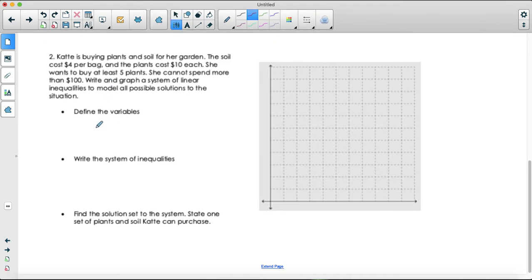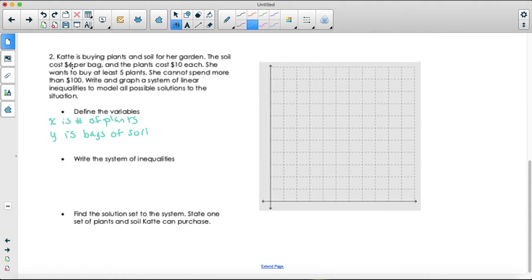So let's define our variables. Let's go with x. We have plants and soil. So let's say x is number of plants. Now let's go with y is bags of soil. So write the system of inequalities.